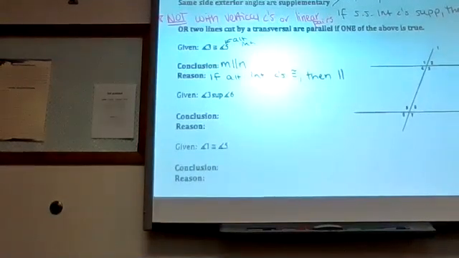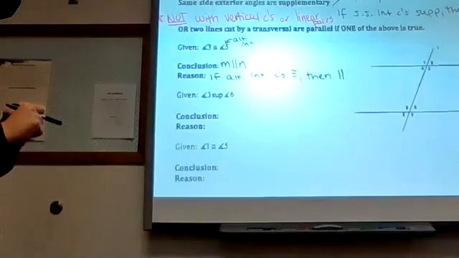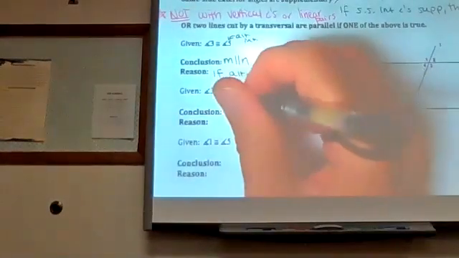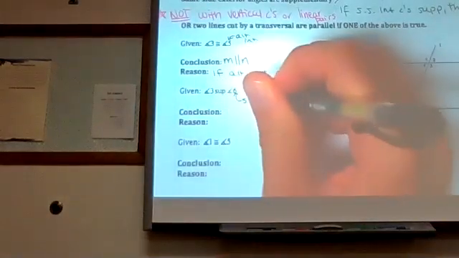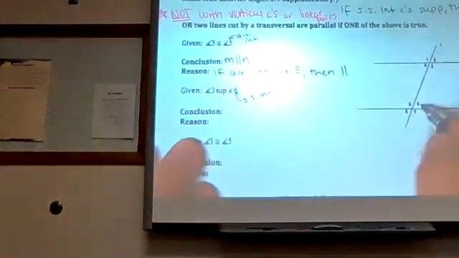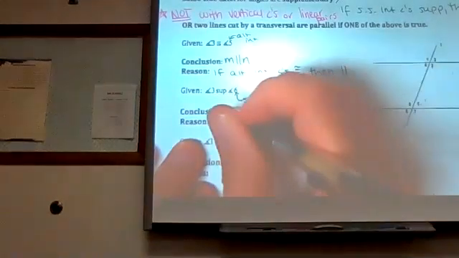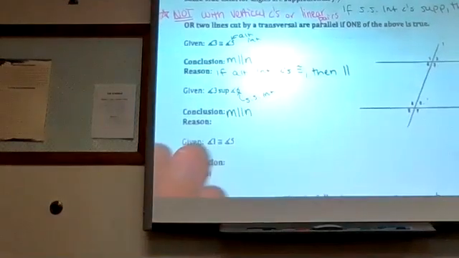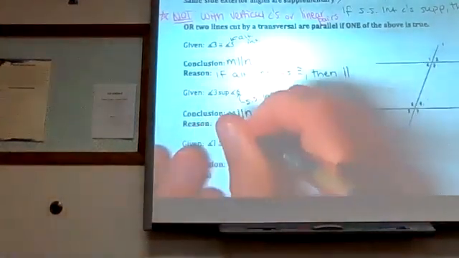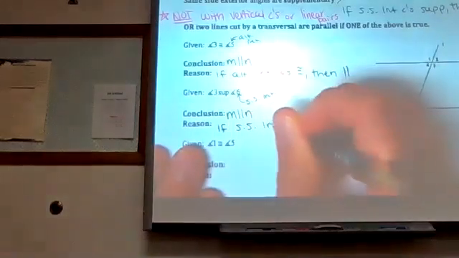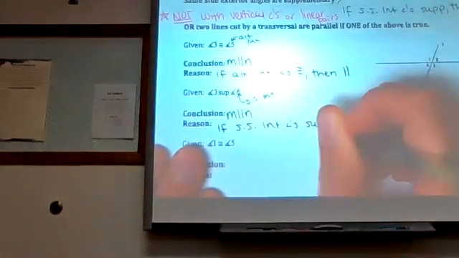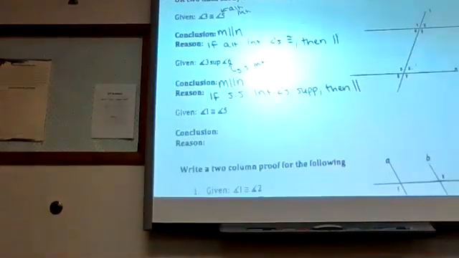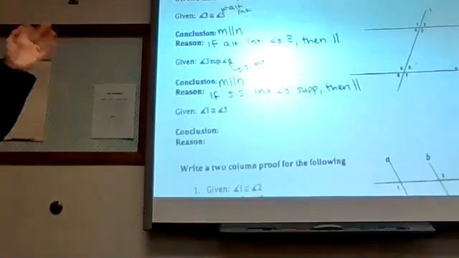3 is supplementary to 6, that means supplementary to 6. What type of angles are 3 and 6? Same side interior. Again, if these are supplementary, my conclusion is that those lines are parallel. The reason I can say those lines are parallel is if same side interior angles are supplementary, then the lines are parallel. You see how that works? And again, it could go the other way.